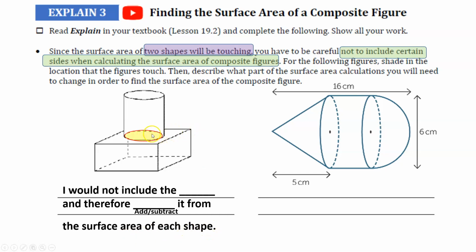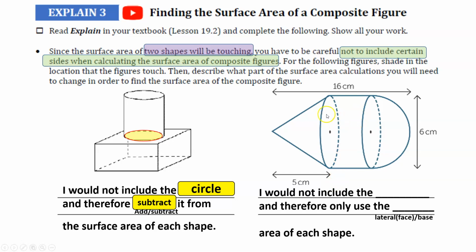In this case, where is it that they're touching? What shape does that look like? A circle. Because we're not going to count this for the bottom 3D shape and the top 3D shape, we're going to go ahead and subtract that from both of our surface areas.